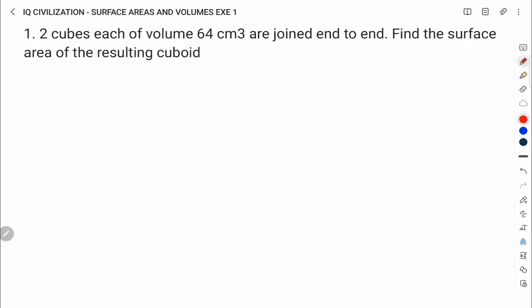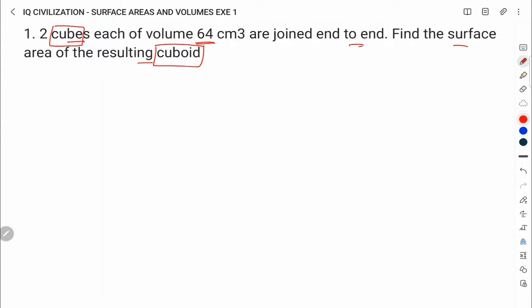Okay, let's get started. Two cubes, each of volume 64 cm cube, are joined end to end. Find the surface area of the resulting cuboid. Okay, so here we need two formulas: one for cuboid, another for cube.